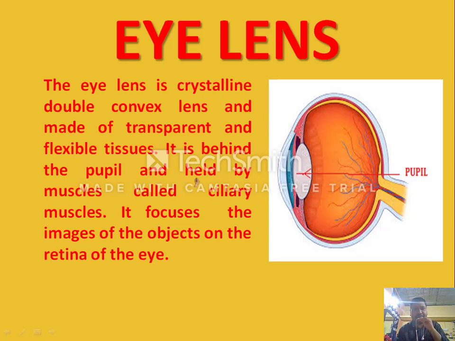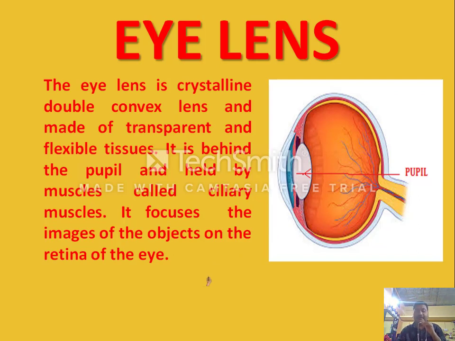It is behind the pupil and held by a special type of muscle called ciliary muscles. Ciliary muscles hold the lens in the appropriate position with the help of ligaments known as suspensory ligaments. So what do ciliary muscles do? They hold the lens at the appropriate position with the help of suspensory ligaments. The function of the eye lens is to focus the images of objects on the retina of the eye. It adjusts its focal length so that an image can be formed on the retina.